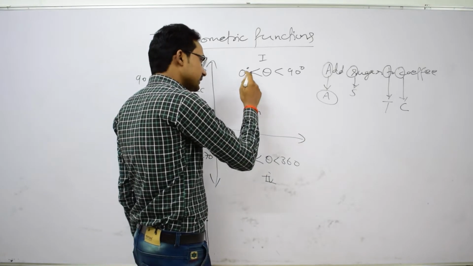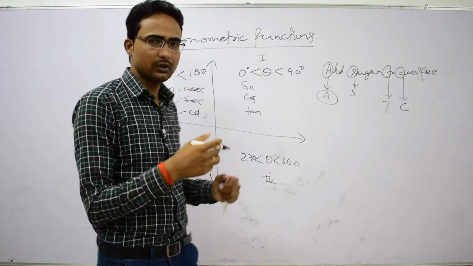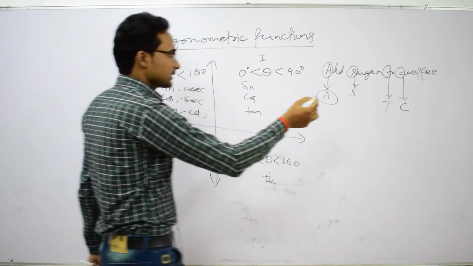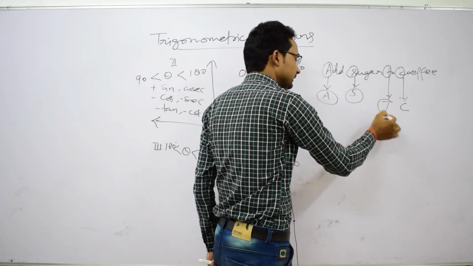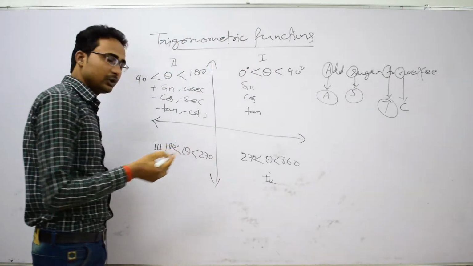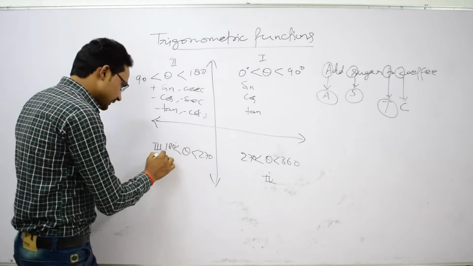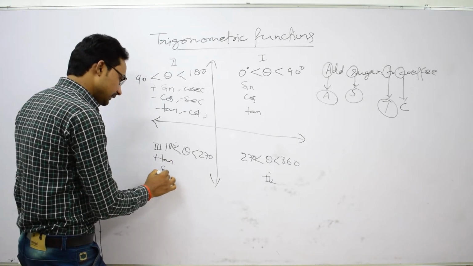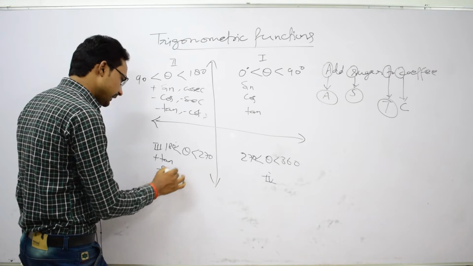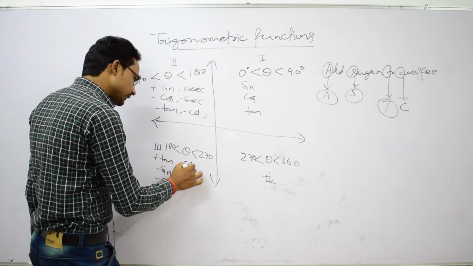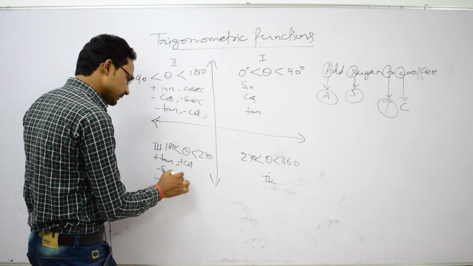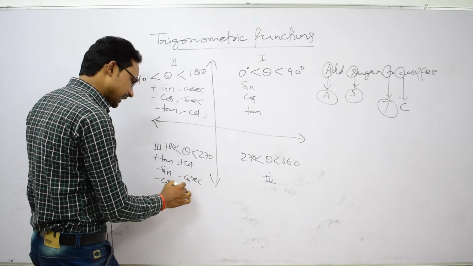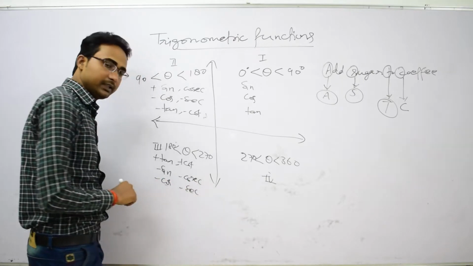In the first quadrant, there is no need to check, because all trigonometric ratios are positive. In the third quadrant, what is the first letter here? T. That means tan is positive and the other trigonometric ratios are negative. Tan is positive, and sin, cos are negative. The reciprocal of tan is cot, so if tan is positive, cot will also be positive. The reciprocal of sin is cosec, so cosec will be negative, and the reciprocal of cos is sec, so sec will be negative.